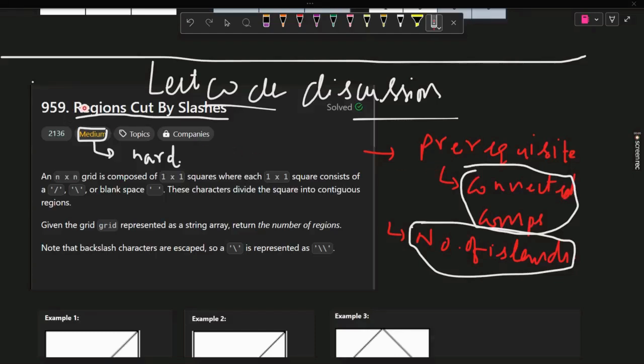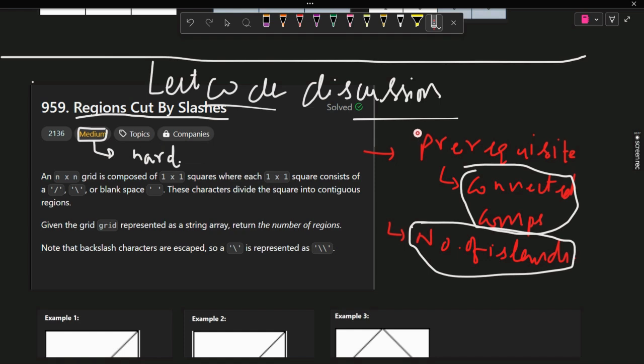I am back, and today we are going to discuss this Leetcode problem, regions cut by slashes. So, first of all, don't be confused by this medium tag. This question is not medium. This is definitely a hard problem because it requires too much visualization.